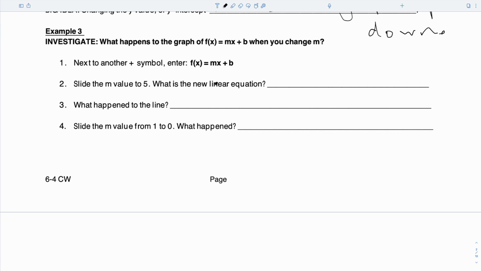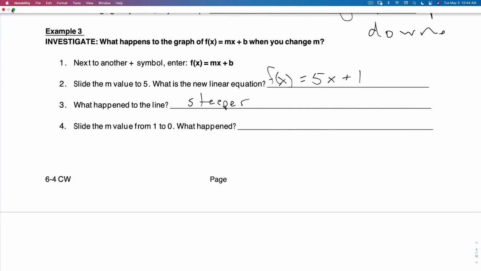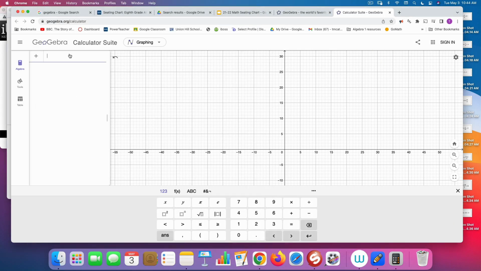Yeah, it's basically the same thing. Let's just fill these in really quickly. So sliding the m value to 5, we already did that one, and the new linear equation would have been f of x equals 5x plus 1. When you change that, we already said it got steeper. Now let's go in and change that 5 to a 0. So type in f of x equals 0x plus 1.